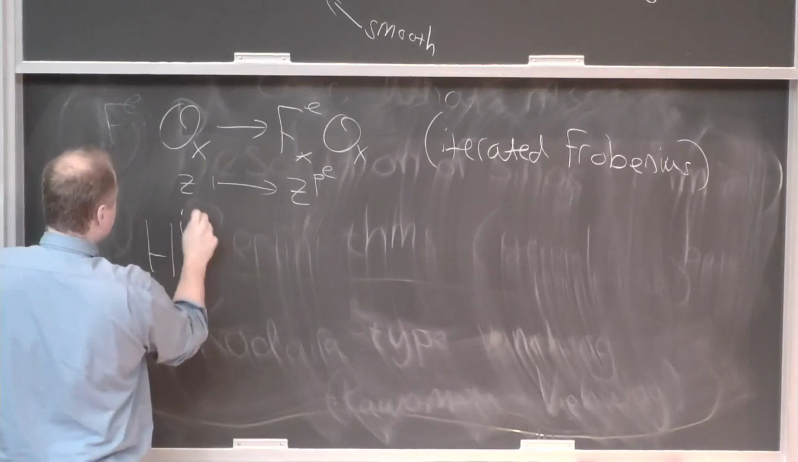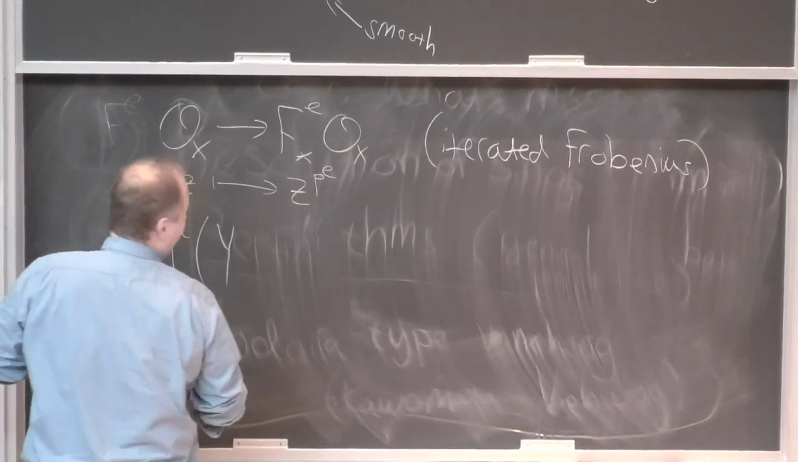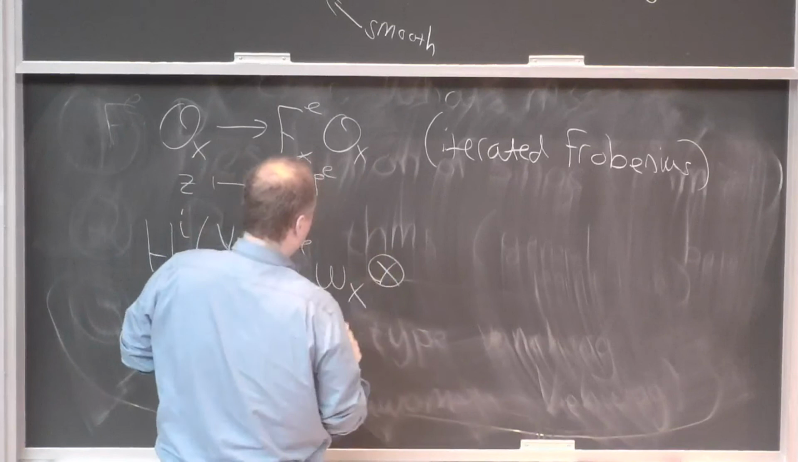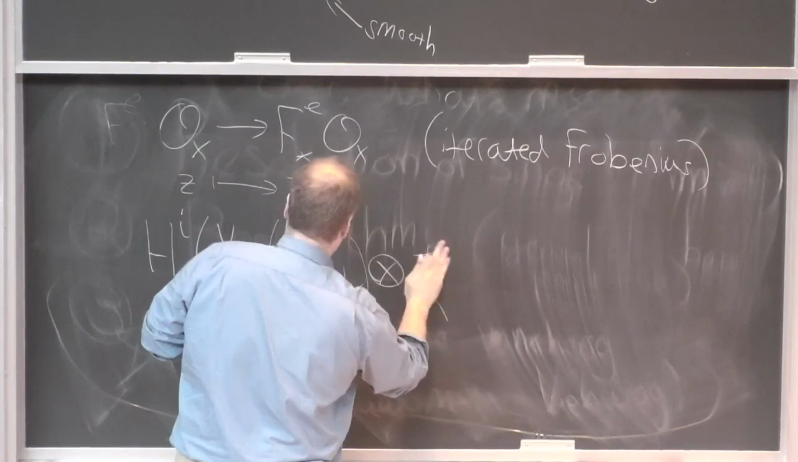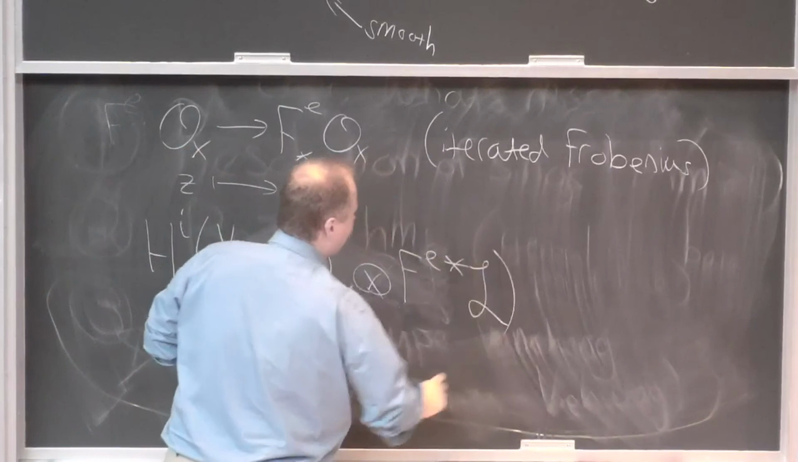Okay, what's my trick? Y equals X, and pi is the e-iterated Frobenius, where e is not too small. H^i(Y, ...), that's X. Push forward, F^e lower star omega_X, tensor with the Frobenius pullback of L. We have to understand what the Frobenius pullback of L is.